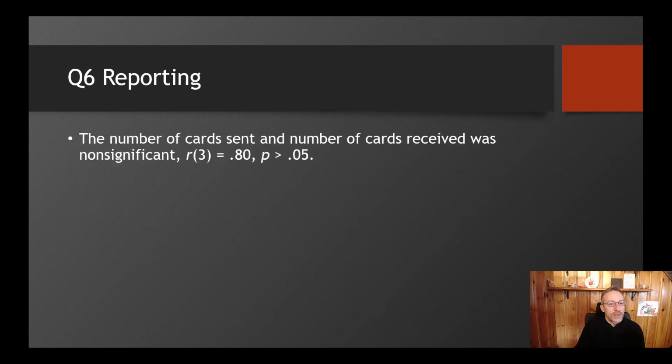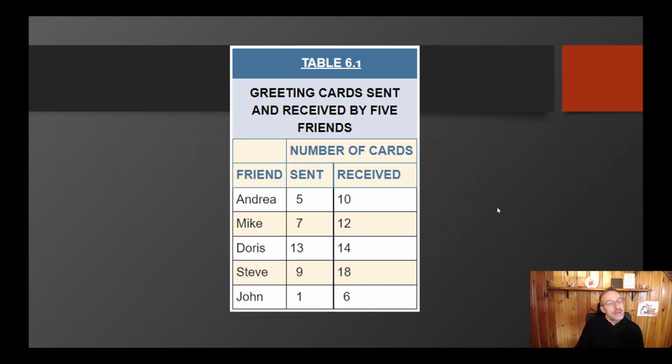This is how we would have reported one of the examples from last chapter, the correlation. The number of cards sent and the number of cards received was non-significant, or not significant. Don't write insignificant. And then we're going to list that r. It's the Pearson's r, in italics. Our degrees of freedom, n-2, equals, our r was 0.8, and our p was greater than 0.05. And it was because our sample size wasn't big enough. We can see that from the degrees of freedom. We know it's n-2, so we know we only had a sample size of 5. These are those correlations that we ran last chapter with the friends and their cards sent and their cards received.